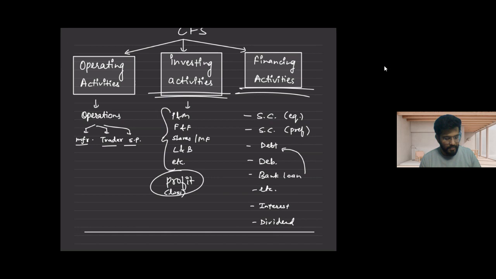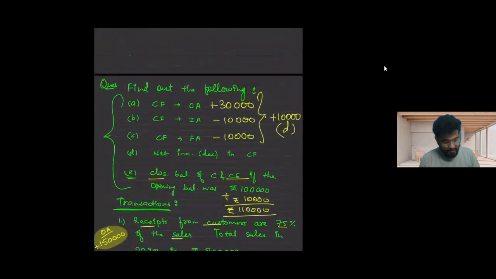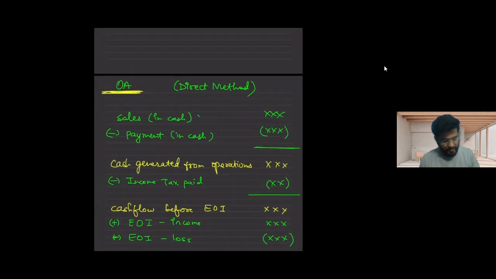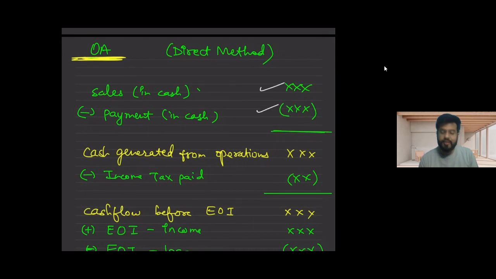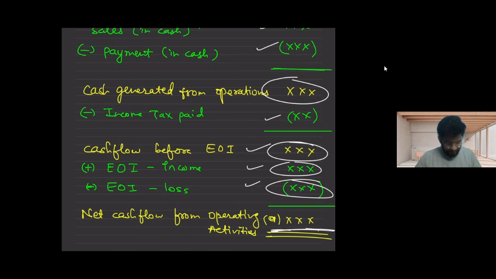Now in the operating activities, what we have seen so far is that we only include whatever is received in cash. Like in the direct method, we have seen sales minus payment in cash. So we got the cash generated from operation. Then we deducted the income tax and got the cash flow before extraordinary items. Then we made the adjustment for extraordinary income, plus, and extraordinary loss, minus, and then we got the cash flow from operating activities. But now the format will be changed.